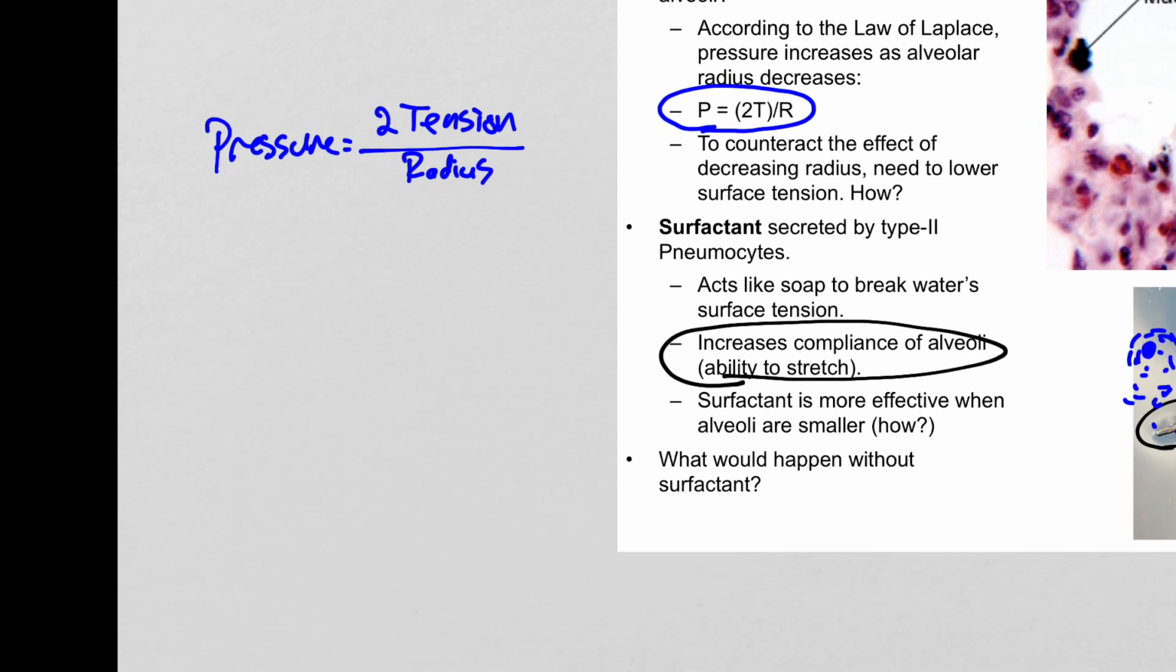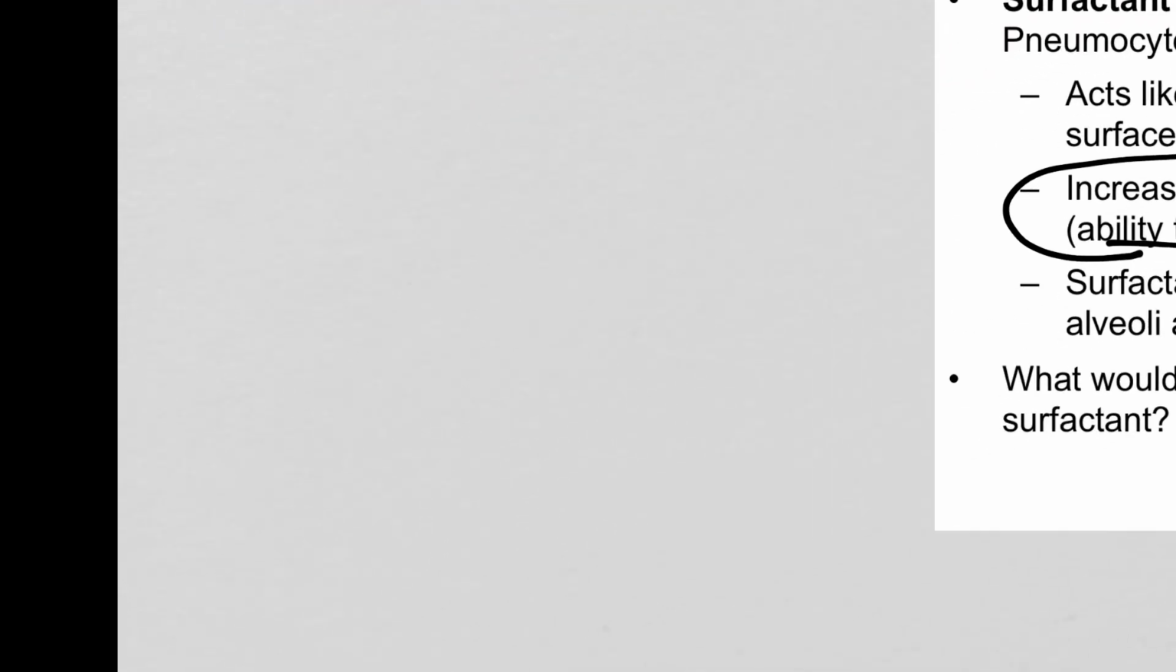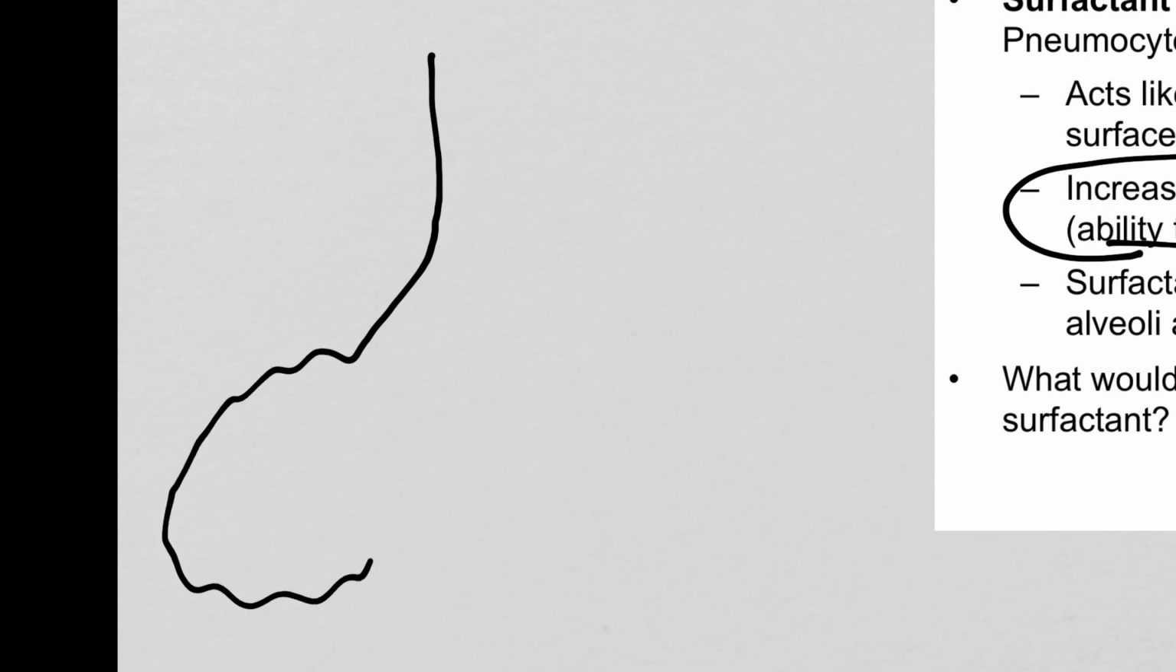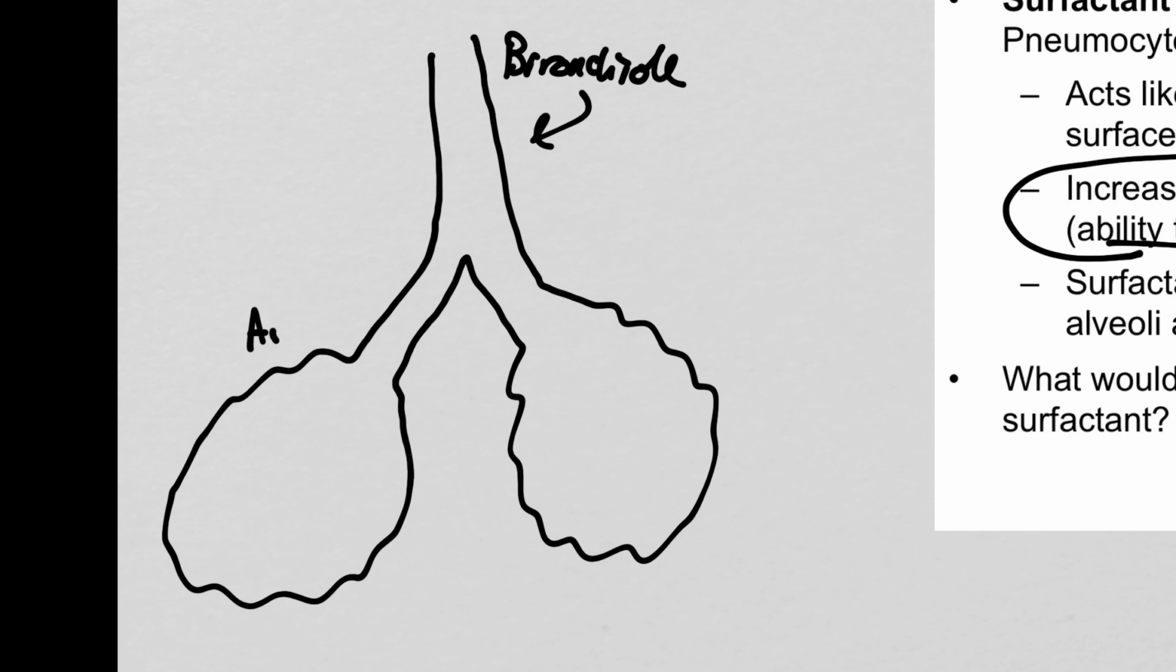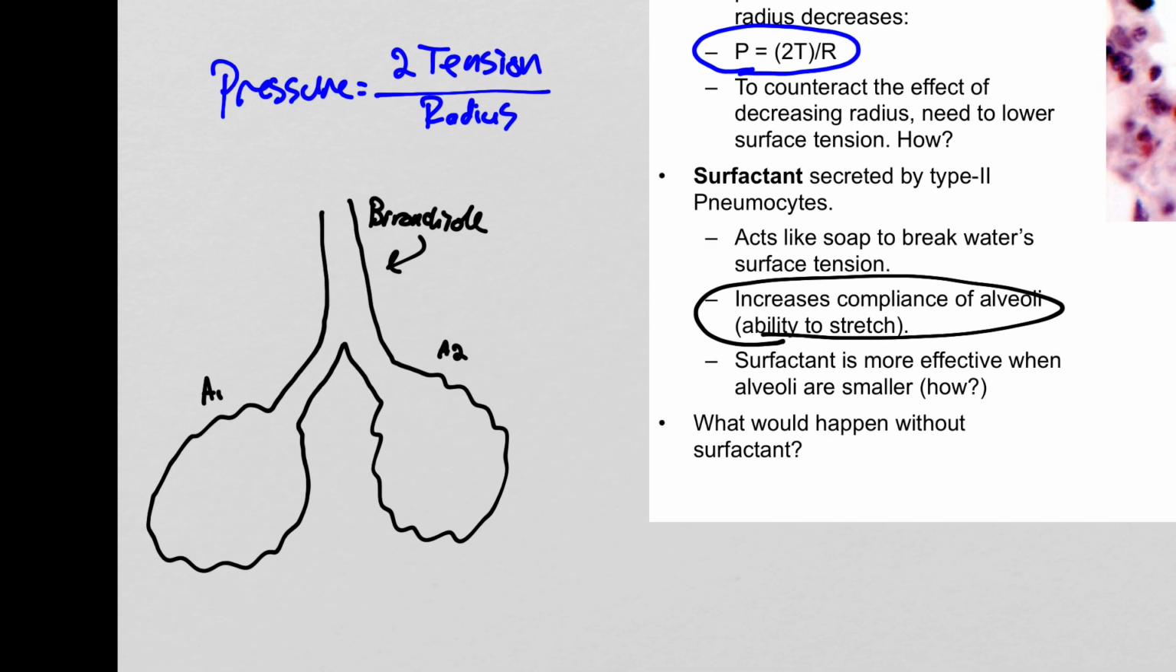Okay, so what this effectively means is if you imagine that this is a lung, and these are two different alveolar sacs, right, connected to a bronchiole, right? So this is a bronchiole. We'll call this alveolus number 1. We'll call this alveolus number 2. Right? If we want to know what the pressure is in these two alveoli, we have to care about surface tension and we have to care about radius, right?